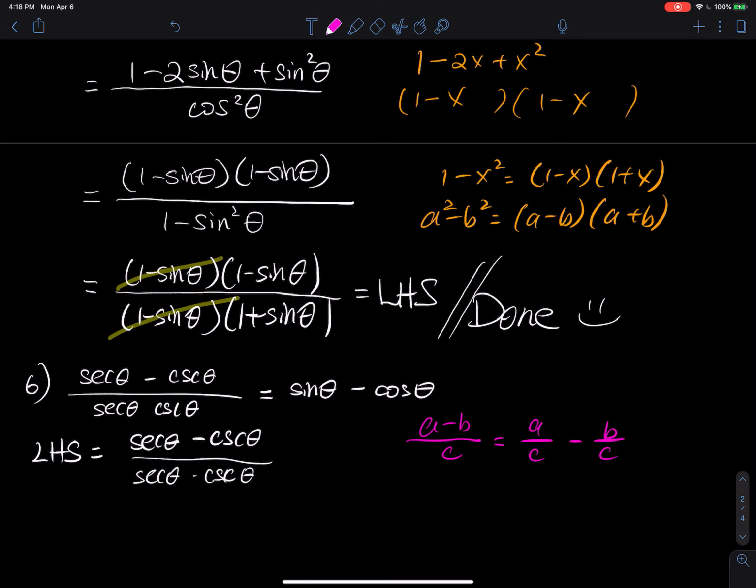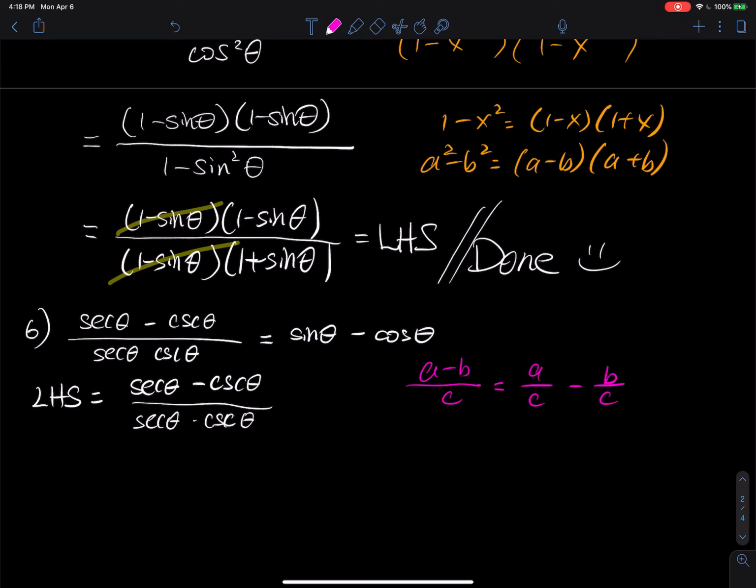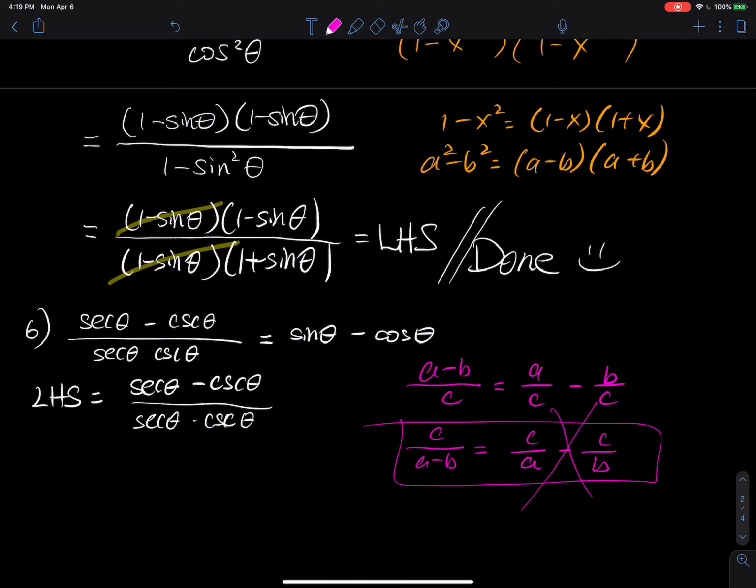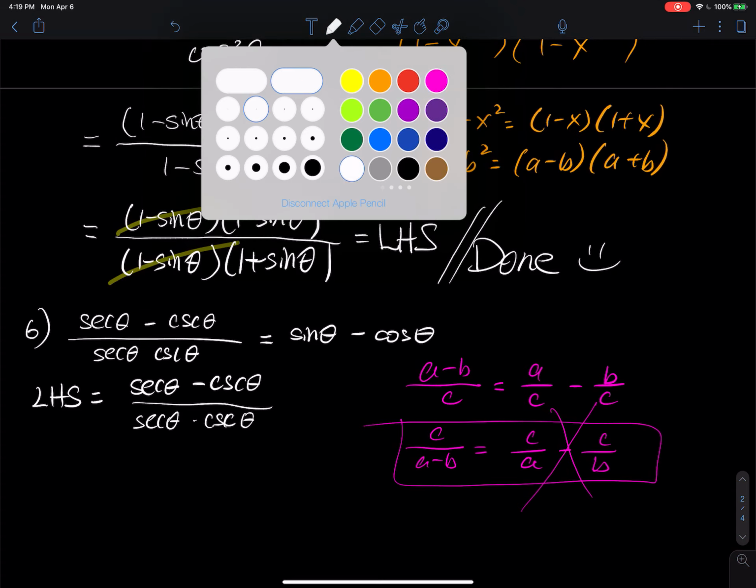And then there is another big mistake. If you have c divided by a minus b, let's say you say that equals c divided by a minus c divided by b. This is a big mistake. Not right. You can only break it down into two fractions if the sign is on top. Doesn't matter whether that is a plus or minus. Okay, back to this problem.